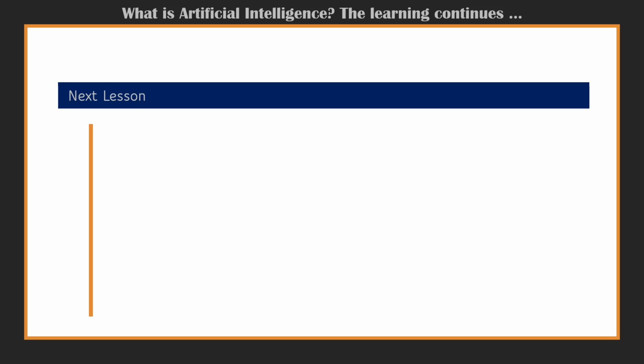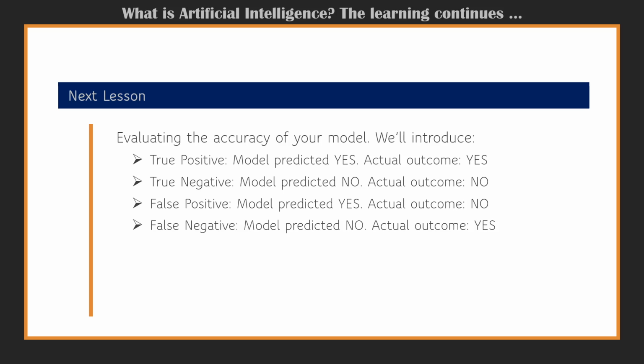If you come back to this channel, the next lesson would be about taking the model and trying to understand the accuracy of the model. In that case, we'll introduce these four definitions. True positive, that's when the model said something is going to happen and it actually did happen. So the model was successful. What about true negative? Another scenario where the model said something is not likely to happen and it did not happen.